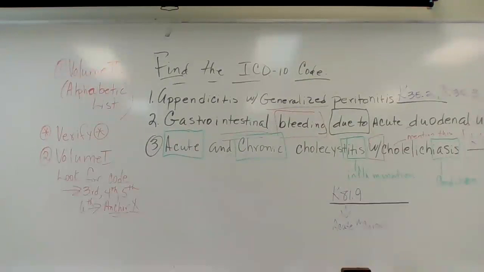I would go more with the K81. And under K81, I would go K81.2. Yeah. It says acute cholecystitis with chronic cholecystitis. It doesn't have the cholelithiasis. I'm trying to get the correct definition of that.